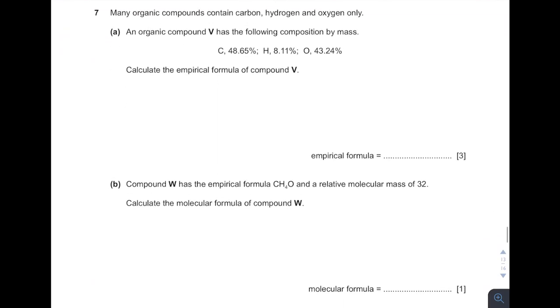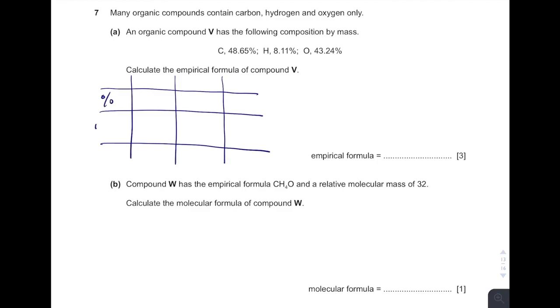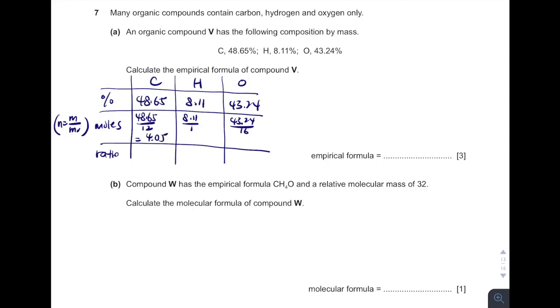Okay, next one. Calculations of empirical formula, 3 marks. Remember, first you have to show the working. Easy 3 steps. First step, percentage, and then we look for the moles, and lastly, the ratio. Given here, C, H, O. So first, look for the moles. Remember, the formula to be used is always n equals m over Mr. Percentage as the mass. So 48 divided by 12, then 16. So eventually you will get 4.05, 8.11, and 2.7. And then how do we look for the ratio? Compare the moles, use the smallest mole, and divide all the moles by the smallest mole. 2.7 is the smallest number, so everything is divided by 2.7.